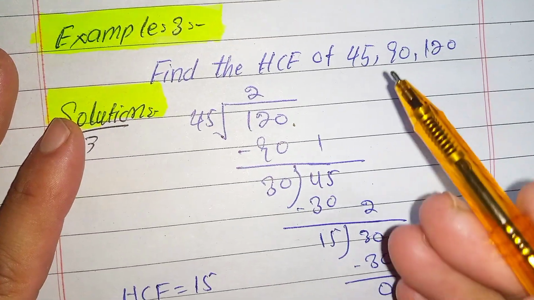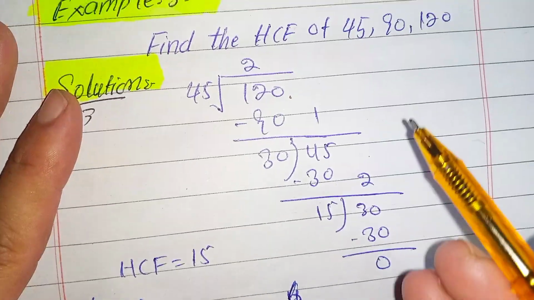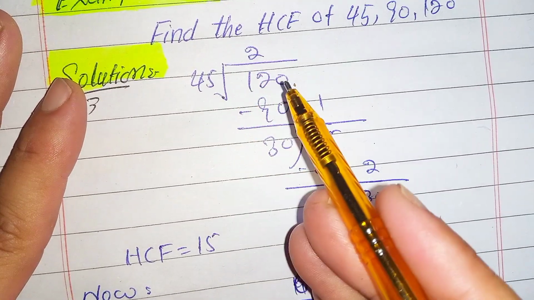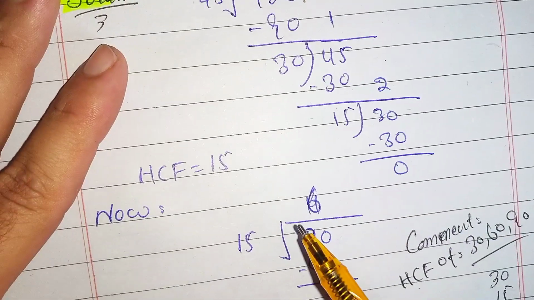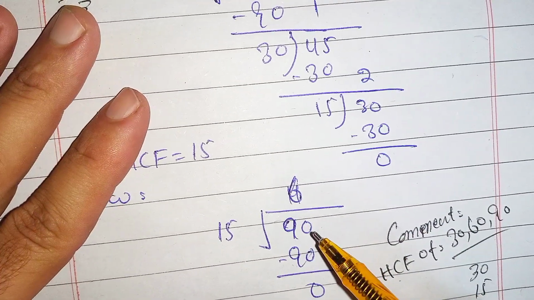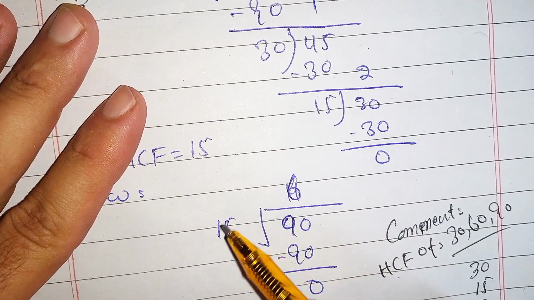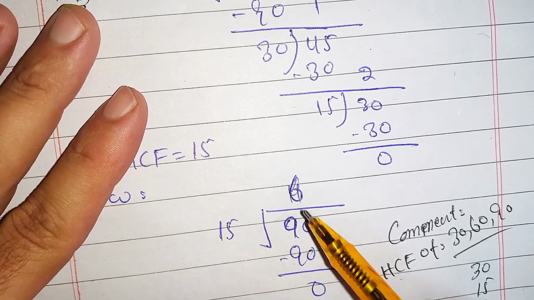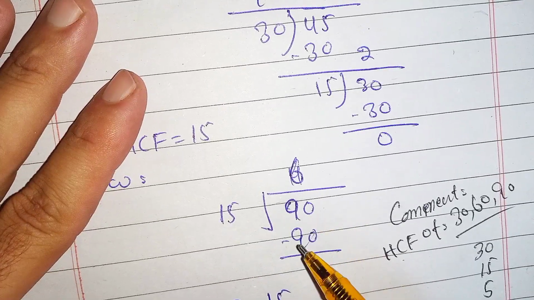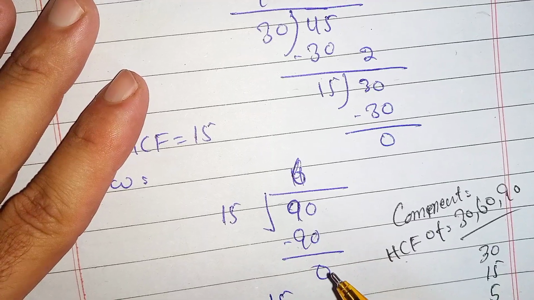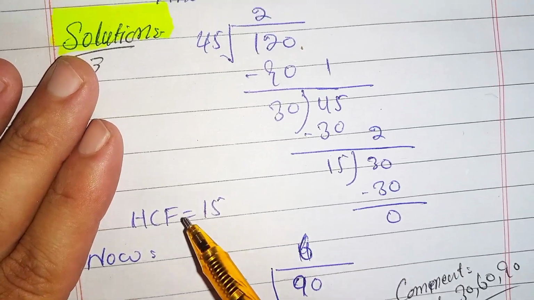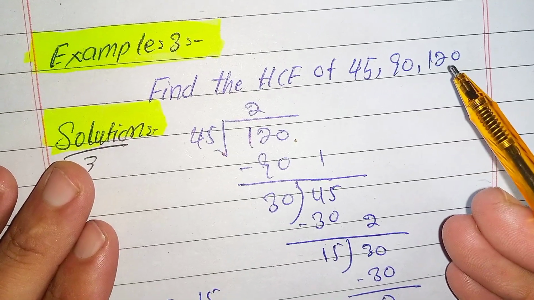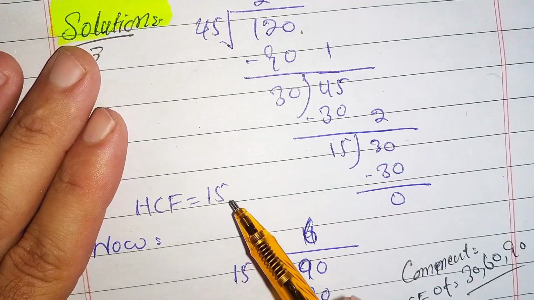Now we are going to look for the HCF with 90. So we will divide 90 by the HCF of these two numbers, 45 and 120. So we will divide 90 by 15. How many times does 15 go into 90? 15 times 6 is 90. Subtract 90 from 90, the remainder is 0. Now here we see that the HCF of the three numbers 45, 90 and 120 is equal to 15.